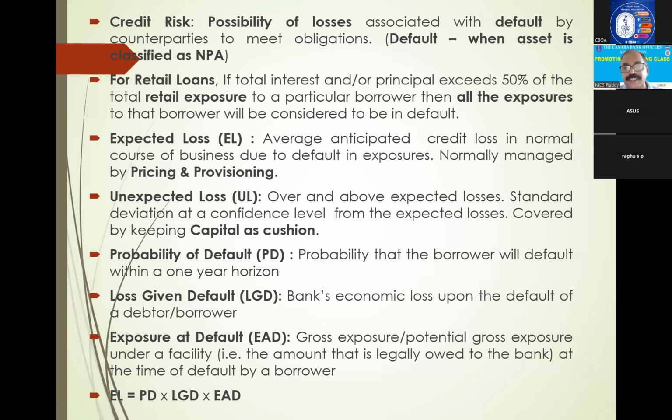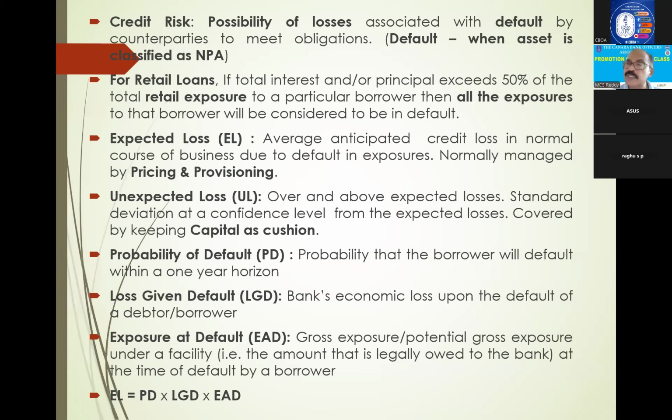Right? Next, expected losses. I told you in the loan portfolio, we may be incurring losses of two types. One is expected loss, second one is unexpected loss. What is the expected loss? It is the average anticipated credit loss in the normal course of business due to default in exposures. Exposure means loans and advances. If there is a default, we will be incurring loss. This we can calculate and we will cover by way of pricing and provisioning. How we will cover? Again, I told you, we will do risk rating. If the party is risk rated as moderate risk or high risk, we will charge a higher rate of interest. If the party is very good, an AAA rated company, then we will give a lower rate of interest, like only MCLR or RLLR. And basing on risk, we will be enhancing plus 0.25, 0.5, basing on risk gradation. This is how pricing we will cover.